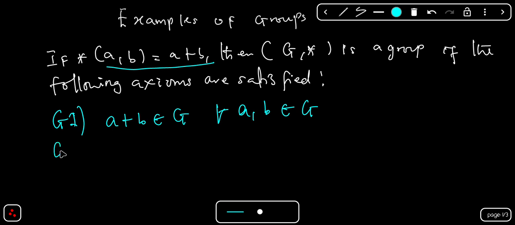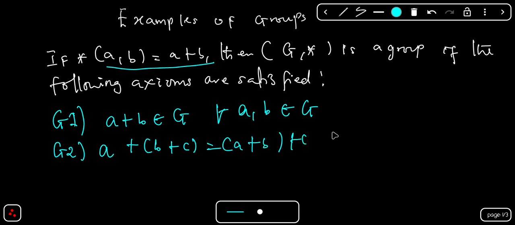The second rule that must be satisfied is the associative property. That is, a plus b plus c must be equal to a plus b, then plus c, for all a, b, c in G. If this equality holds, then the associative property holds.